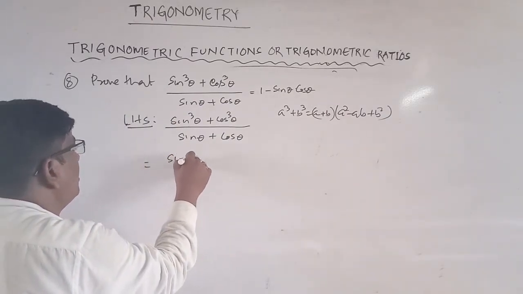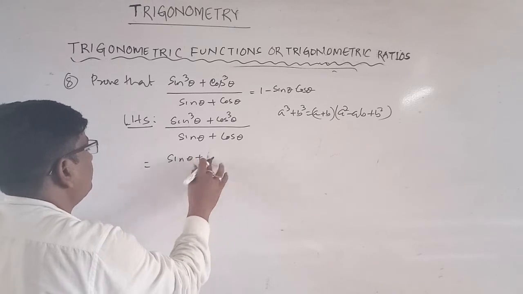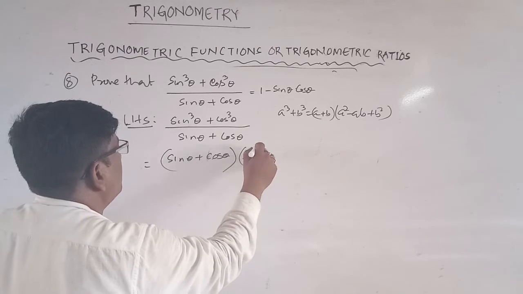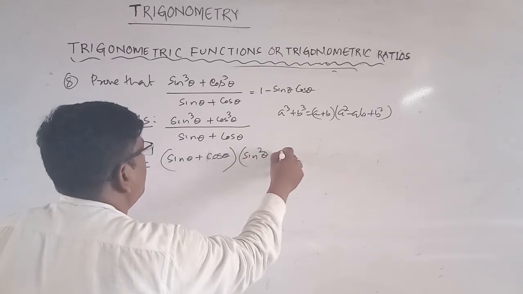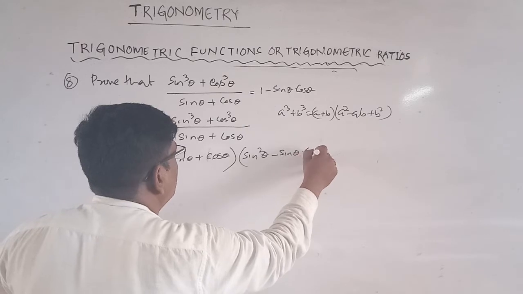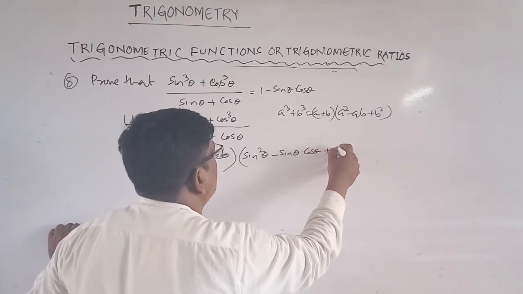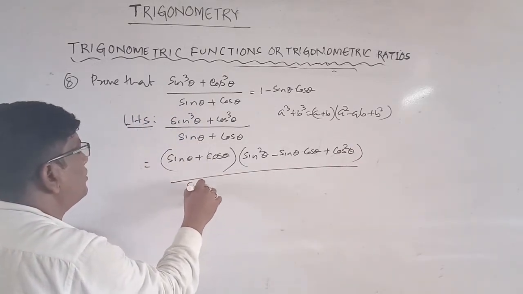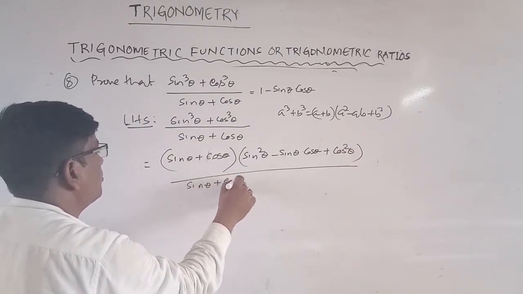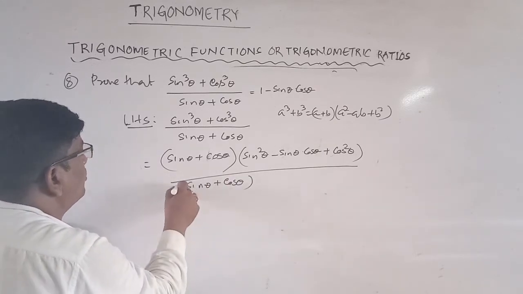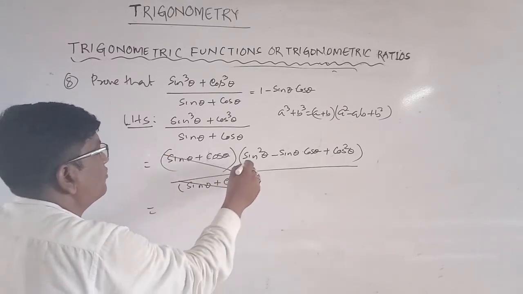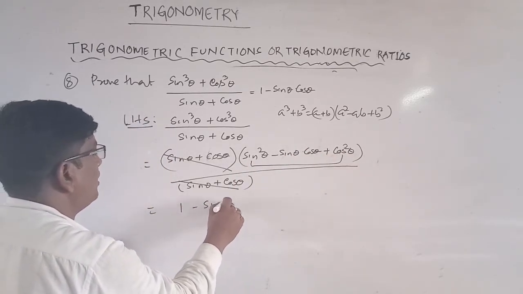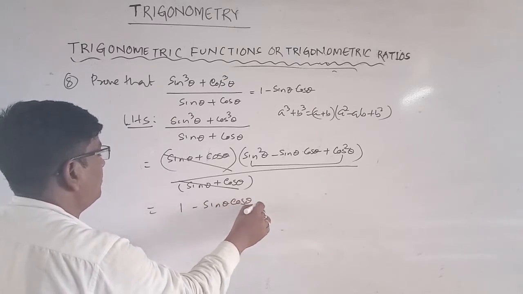So sin theta plus cos theta into a square means sin square theta minus sin theta into cos theta plus b square means cos square theta, divided by sin theta plus cos theta. Okay, so this part cancels. Now sin square theta plus cos square theta is equal to 1, so we get 1 minus sin theta into cos theta.